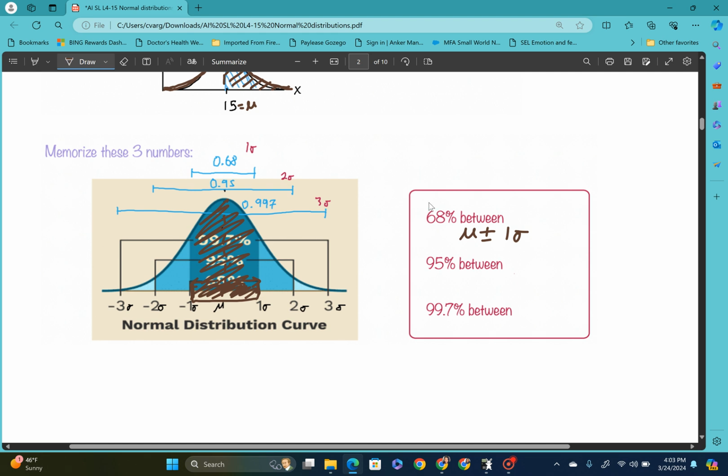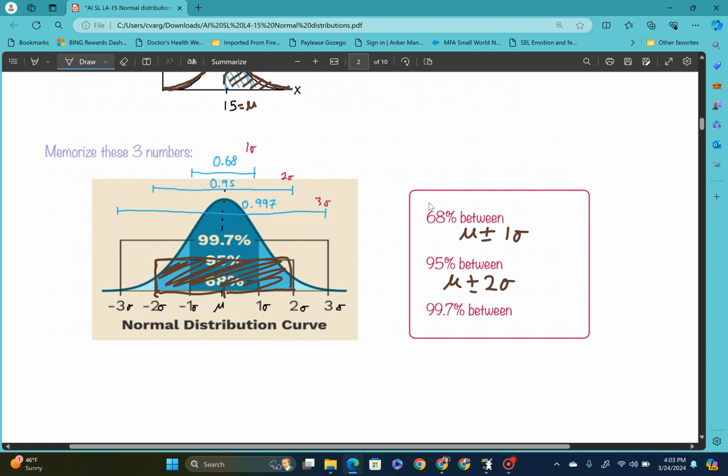If I were to go 2 standard deviations, here's our mean, in either direction, that's going to be 95% of our data. So most of our data, 95% of it, is going to fall between the mean plus or minus 2 times the standard deviation.